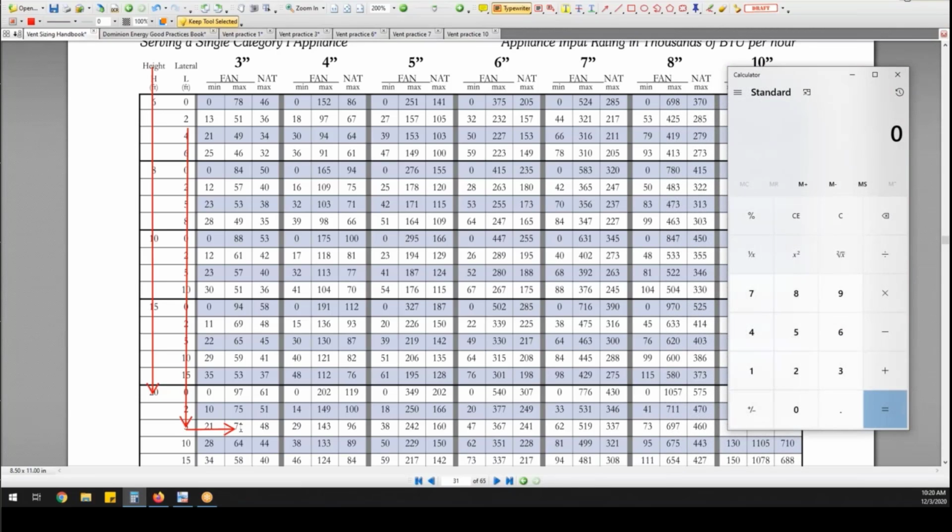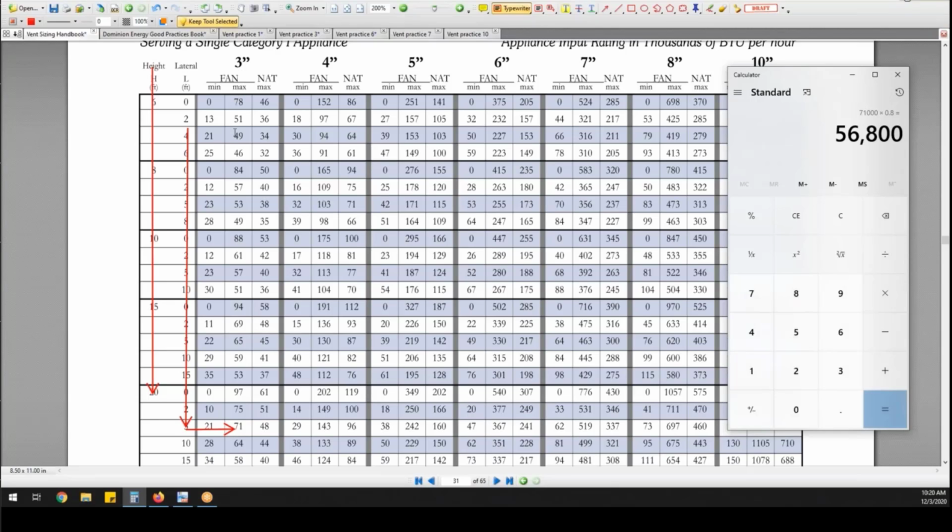So my maximum BTUs there is 71,000. I've got to reduce it by 20% because I have 2 extra elbows in. So the math would look like this, times 0.80. Now it will only do 56,800 BTUs after I take the reduction.